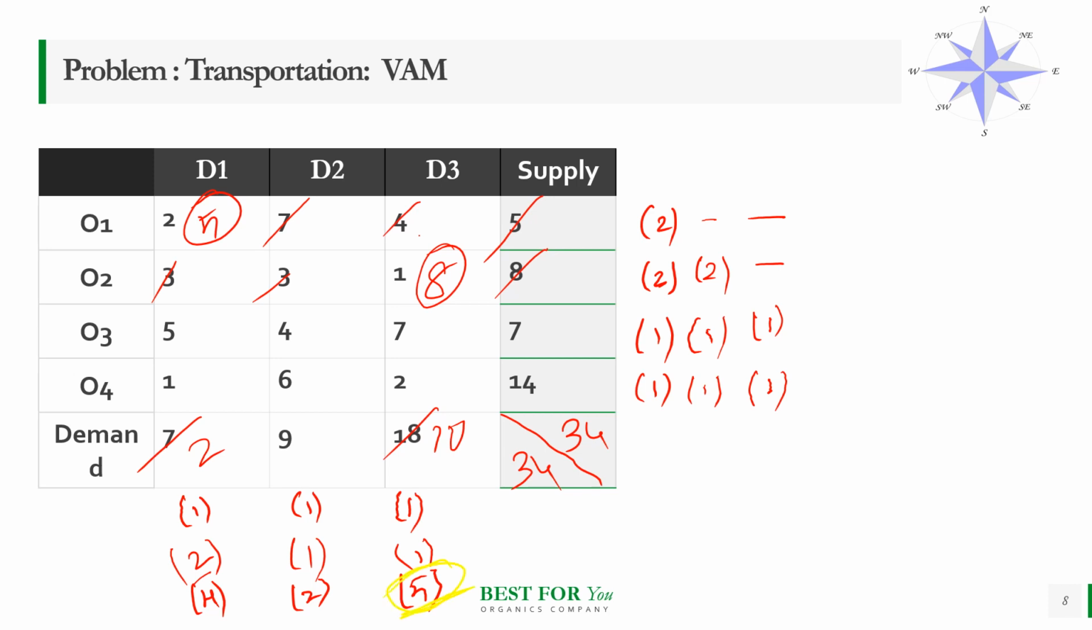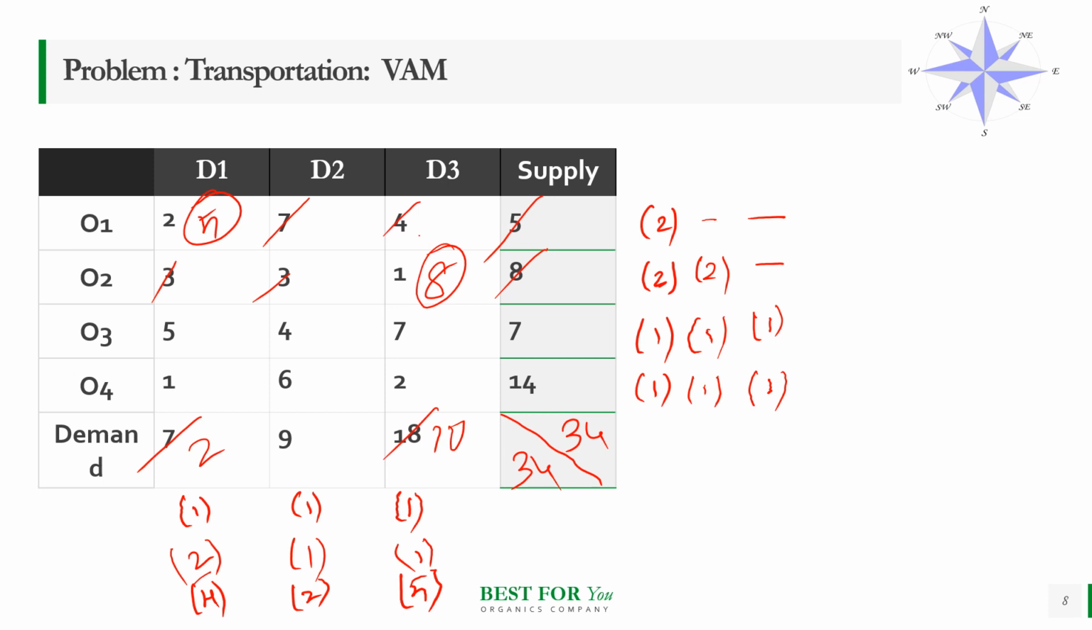So when you look, the highest difference is 5, so we need to start allocating from 5 only. In that column only we have to make the allocation. Already 4 and 1 are ruled out. We have only 7 and 2 where we can do the allocation. As per Vogel's approximation method, we have to go with the least value. So the least value is 2.